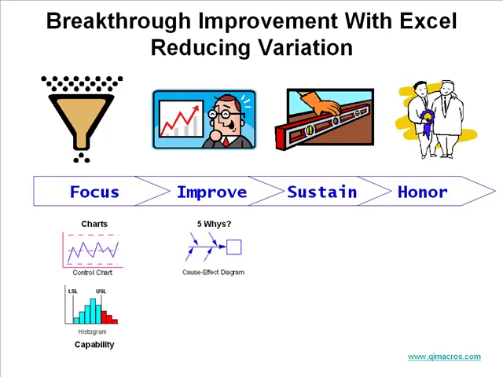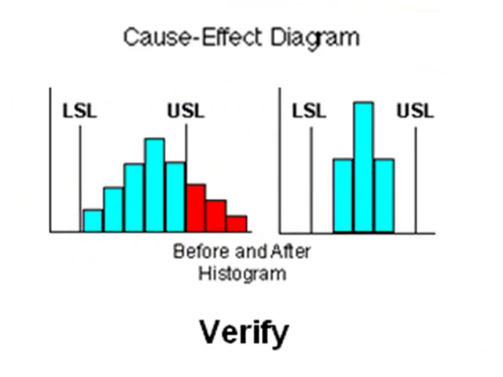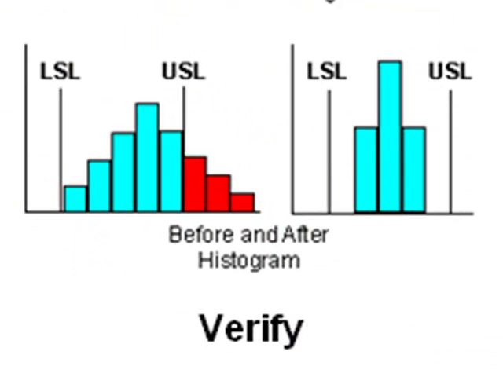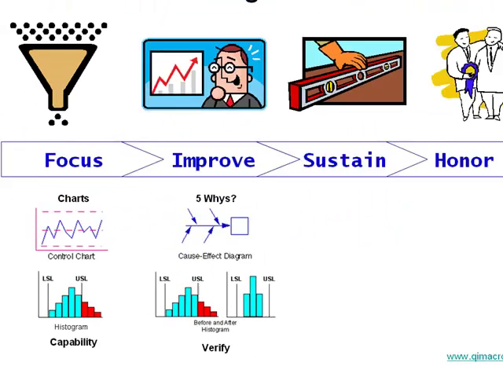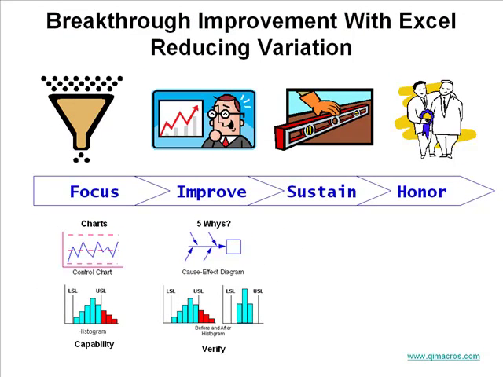Next, we're going to ask the 5 whys. Why did this happen? And we're going to develop a cause and effect diagram. This is what root cause analysis is all about. And we can draw this with a tool in Excel. Then we have to measure our before and our after, right? We want to verify this. Did we actually reduce the variation? Did we get our histogram to fit within our upper and lower spec limits?